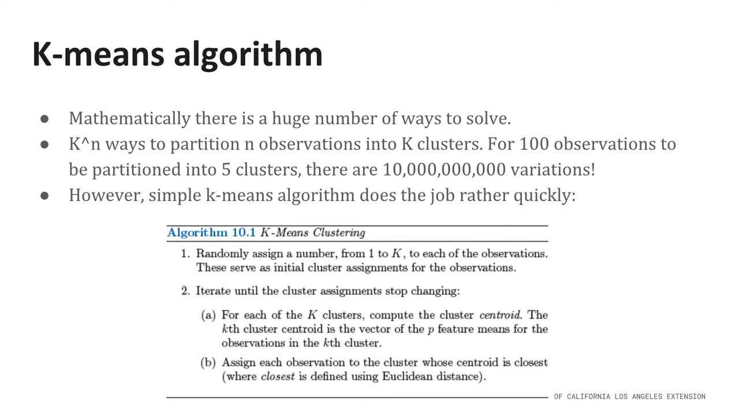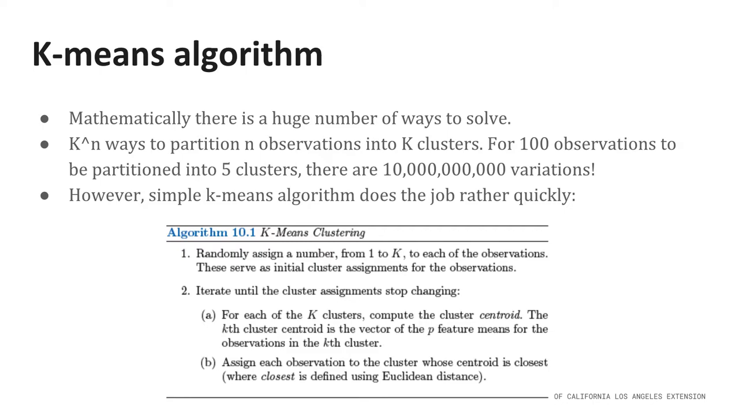Luckily, we have an algorithm that will allow us to do this partitioning and grouping without going through all variations. We'll talk through this really briefly, and it'll be easier to understand later as we go through some examples. You start by randomly assigning a number, 1 to k. So let's use the example above with 5 clusters.